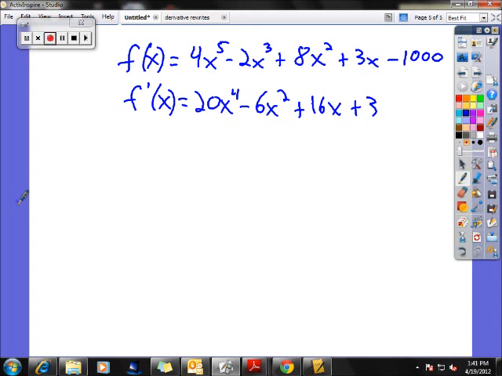Alright? Now, the other thing that I just want to add on to this, it's not going to make it that much harder, but we want to be able to deal with fractions and with negative exponents.